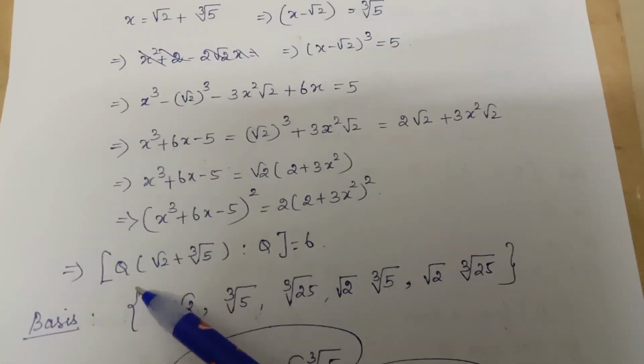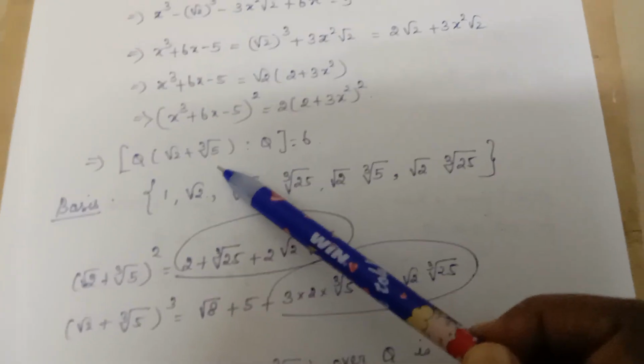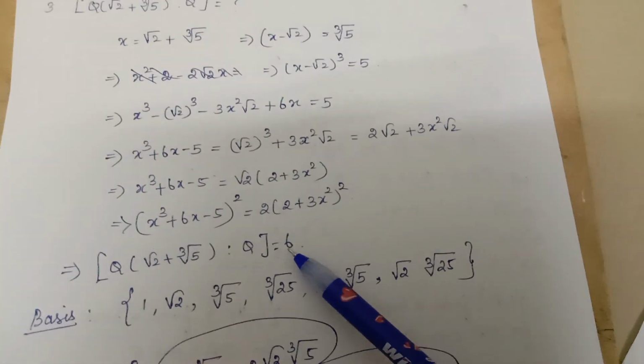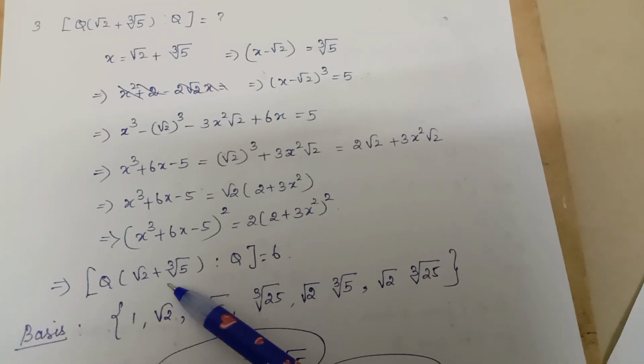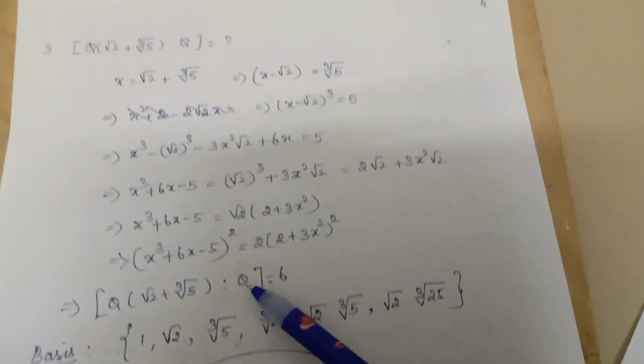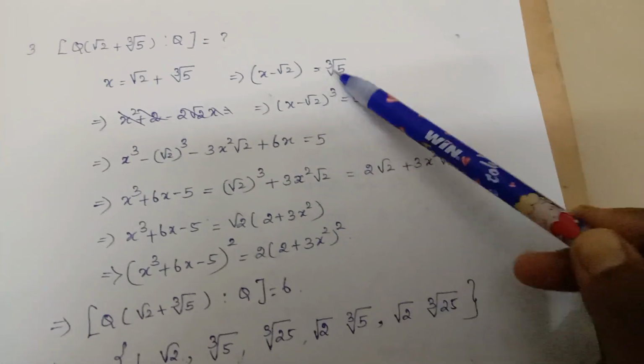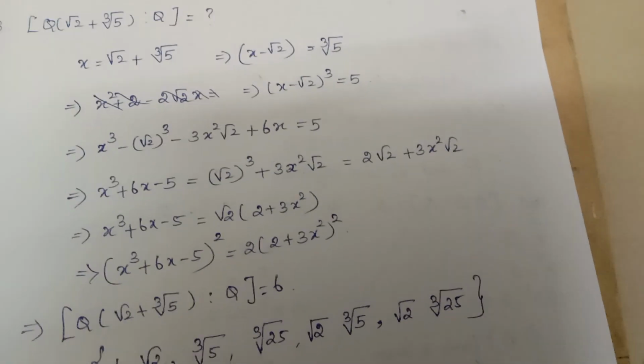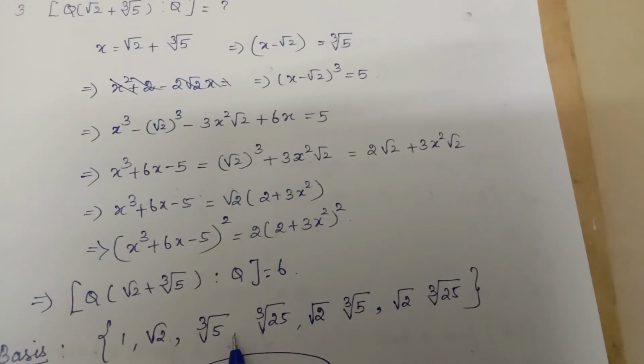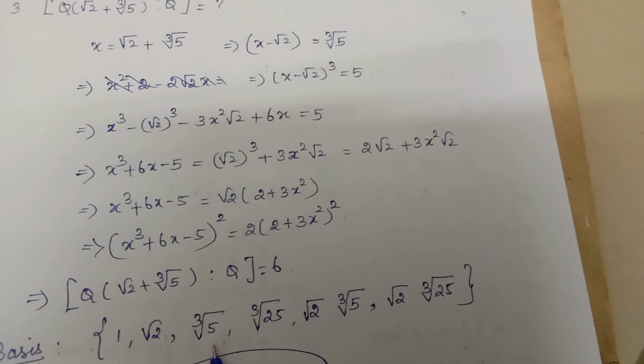So the degree of Q(√2 + ∛5) is equal to 6. If you want to know what will be the basis for this as a vector space over Q, look at these calculations. From this you can write. See, obviously 1, √2 and ∛5 will be there. Apart from that, what are all the elements that will be there?